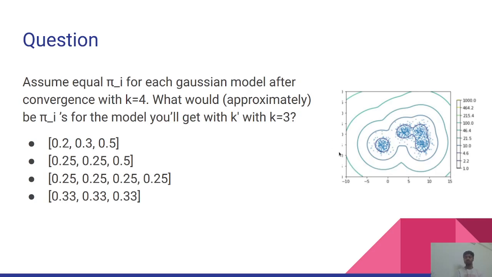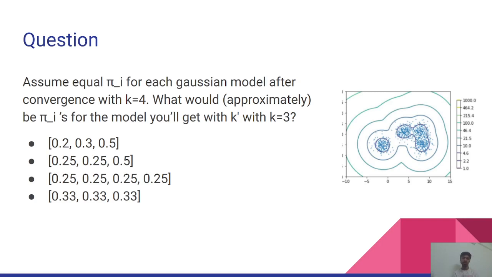So this is the final question with this diagram. At first, when we are considering that we have four clusters, we assume equal pi i. Basically, what they are saying is that when we consider k equal to 4, we had equal pi i for every case. Pi of 1 is the same, pi of 2 is also the same. And after merging, what is the pi i we will get?